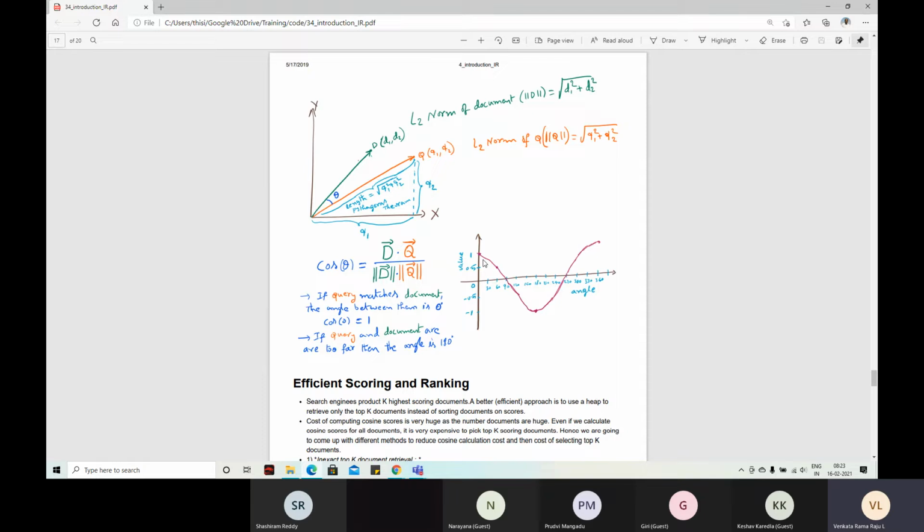At zero angle, the value is 1. Okay, it's going to give you the highest score, and at 90 degrees, zero value, and at 180 it will give you -1. The cosine similarity value is going to be between -1 and +1. If it is -1, they are completely different. If it is +1, they are completely same. If it is in between, they are kind of here and there. Got it? Any questions? Understood?